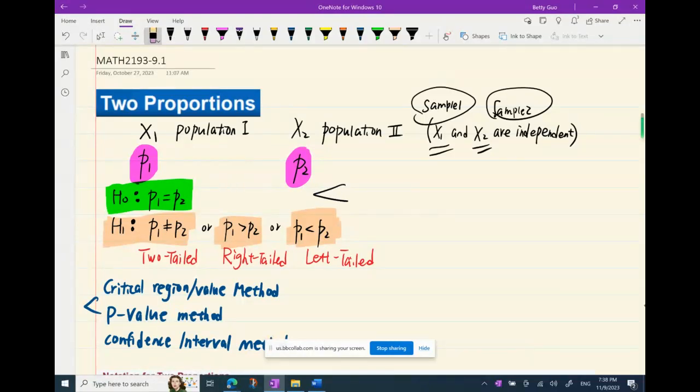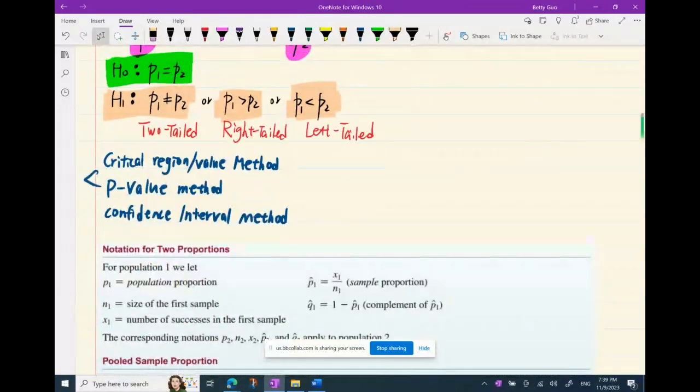The process still starts from the original claim. Identify the original claim and then set up the null hypothesis and alternative hypothesis. Based on the alternative hypothesis, we determine the type of test, two-tailed, left-tailed or right-tailed. And we are going to have three methods. The first method is the critical region method, and the process is the same as Chapter 8. The second method is the p-value method, also the same as Chapter 8.